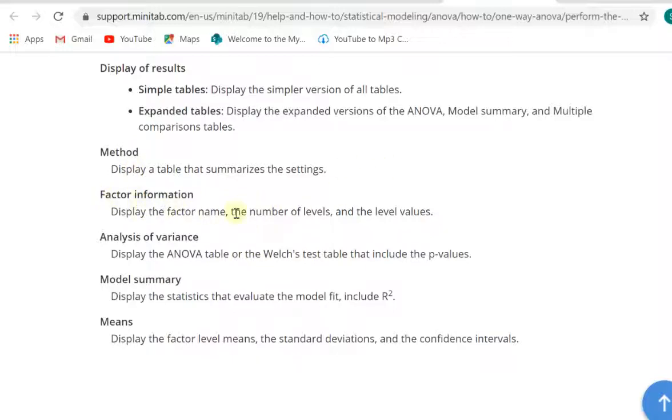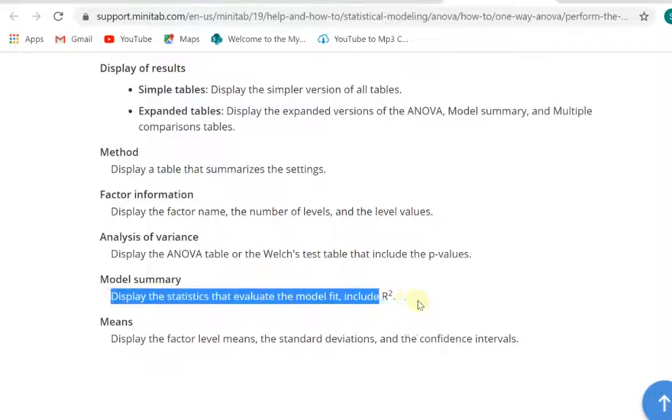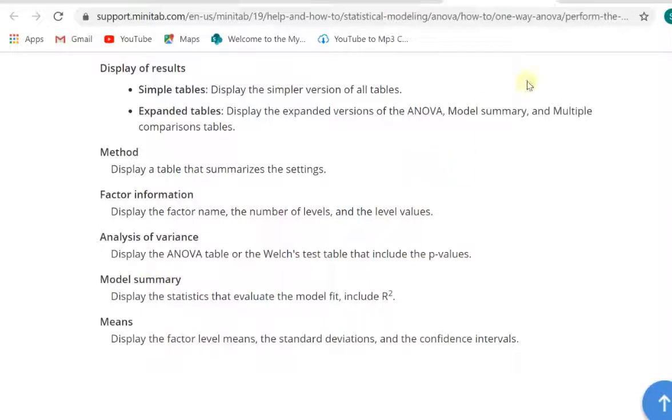Factor information displays this. Analysis of variance displays the ANOVA table. Model summary displays statistics that evaluate the model fit, including R squared. Now, usually for ANOVA, by the way, we don't need that. So I'm going to uncheck the model summary. But means, that's good. It displays the factor level means, standard deviations, and confidence intervals. We'll keep that one, but I'm going to take this model summary out. We'll keep that checked when we do regression analysis and multiple regression. Okay, so let me X out of this.